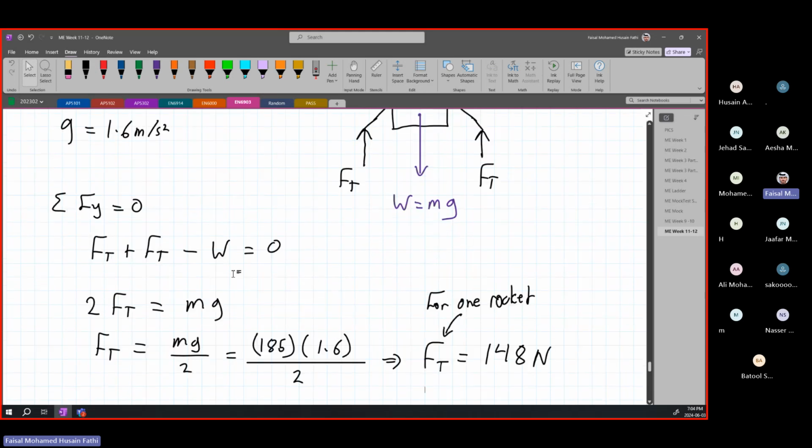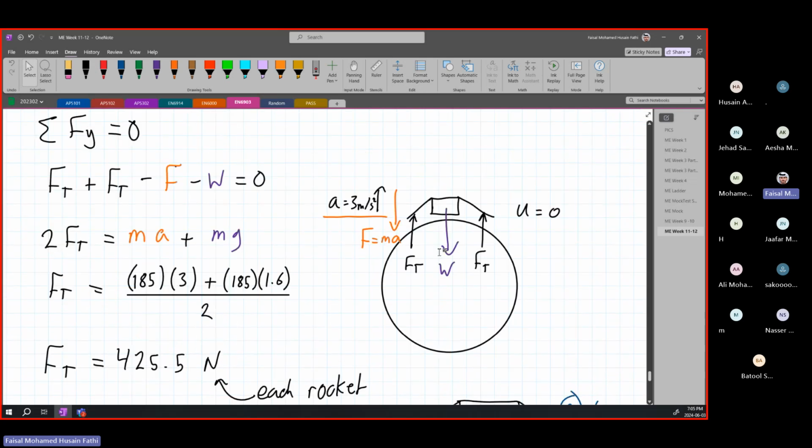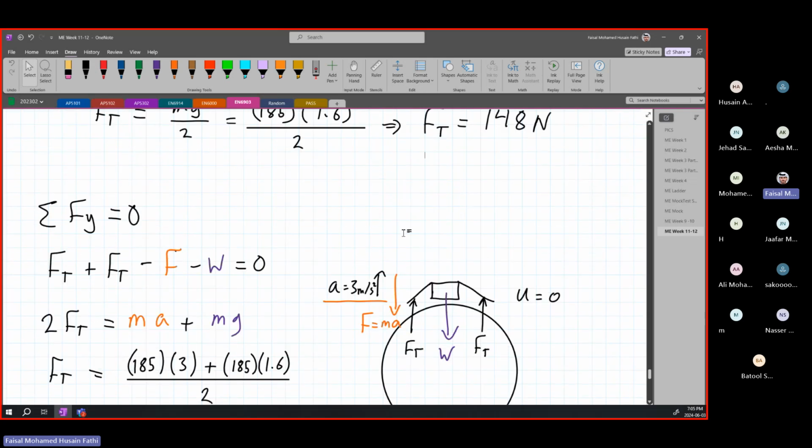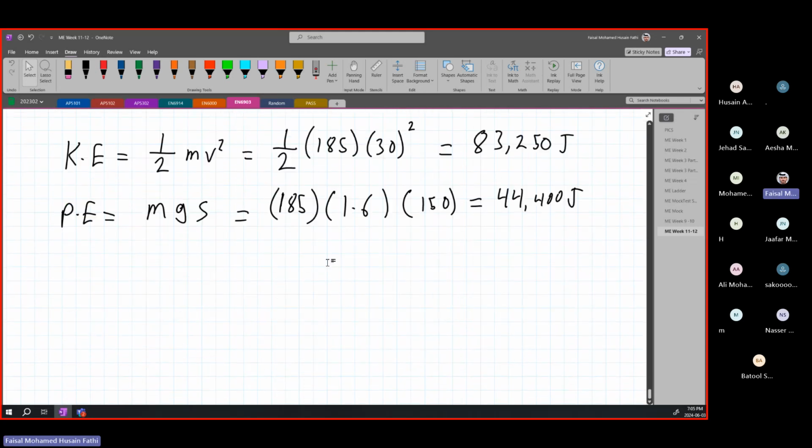It cannot be smaller than this, because this is just for the rocket to fire while in space. Here you want it to accelerate. And when you have acceleration, you need a lot more force, a lot more thrust force, so for it to move upwards. That's the idea. And that's pretty much it.